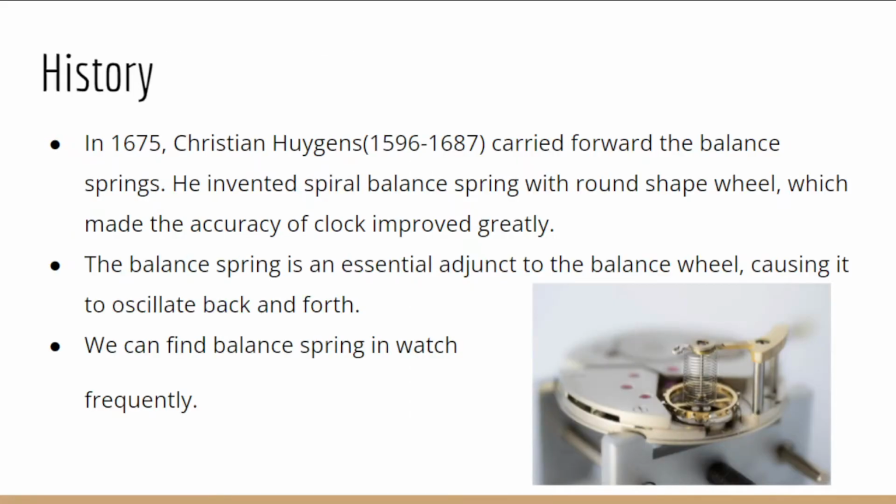In 1675, Huygens carried forward the balance spring. He invented the spiral balance spring with a round-shaped wheel, which greatly improved the accuracy of clocks. The balance spring is an essential adjunct to the balance wheel, causing it to oscillate back and forth. We can find balance springs in watches frequently.